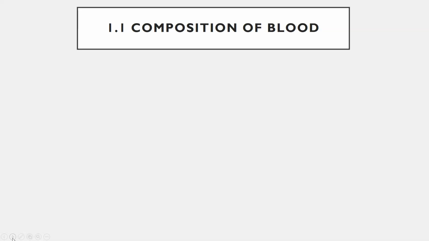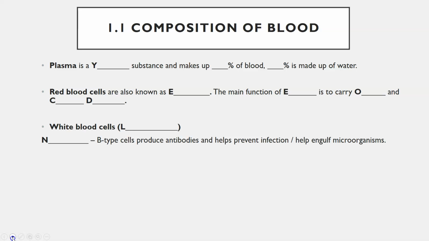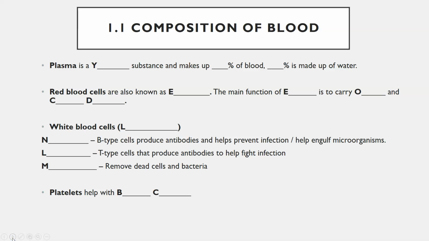Now, before I put anything on the screen, can you give me more information regarding plasma, red blood cells, white blood cells and platelets? What I want you to do is describe what they are and the function of each. Try that now, so pause it. If you've struggled with that, you've got this fill in the gaps to help you out. So again, pause this, write this out, go through the fill in the gaps and try to fill them in. Okay, so hopefully now we are back and we're going to go through these answers.